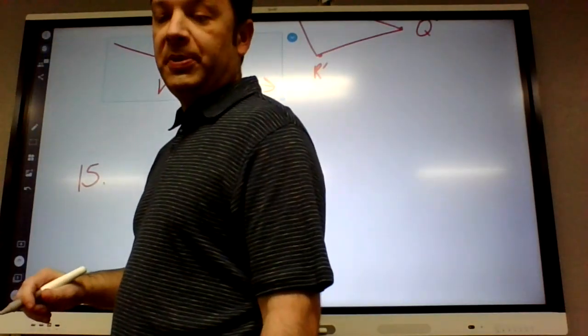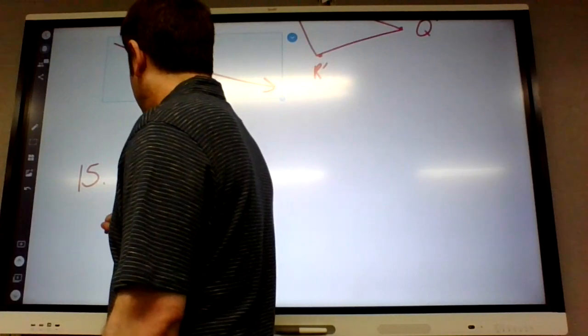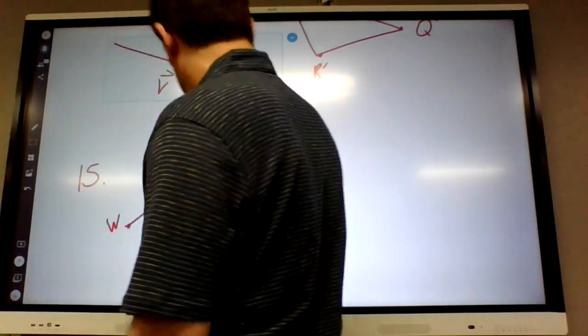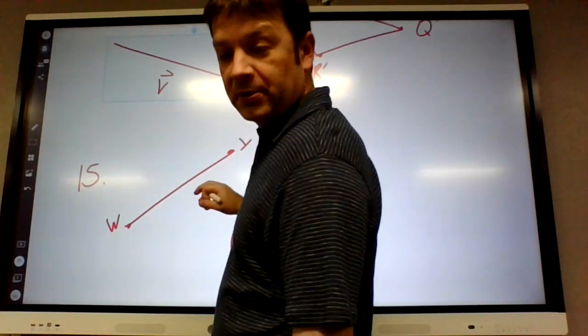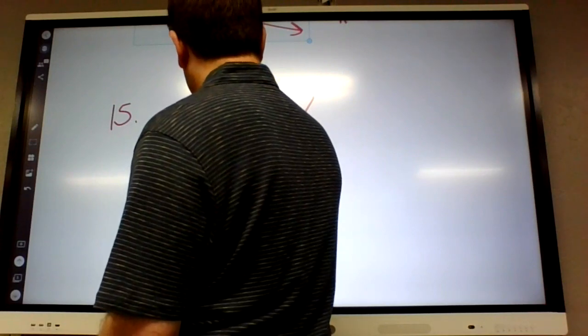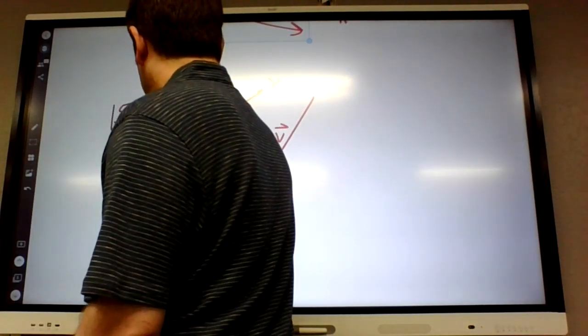So on 15, what if they were slanted down? You know what I'm saying? Yeah, it's going to be down left. Alright, so it's WY. Let's see, that's called vector V. So that means Y is going right here, Y prime, and W is going right there.